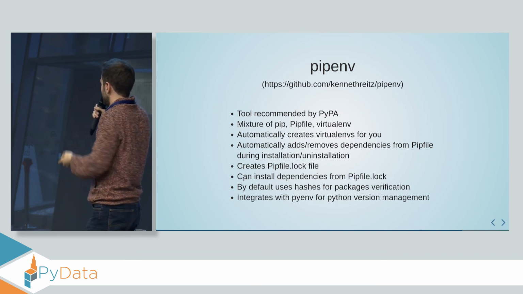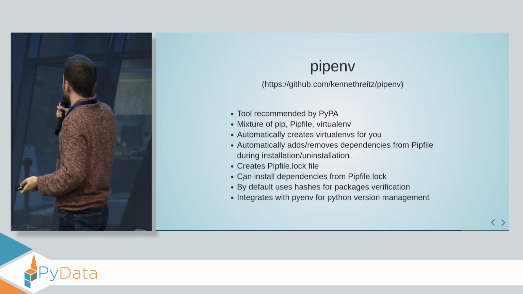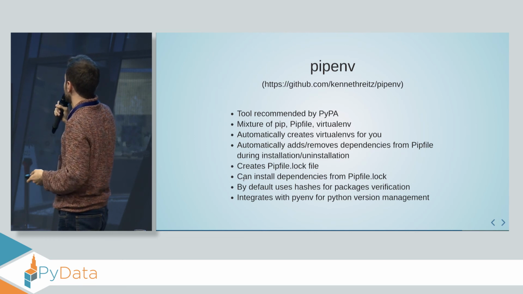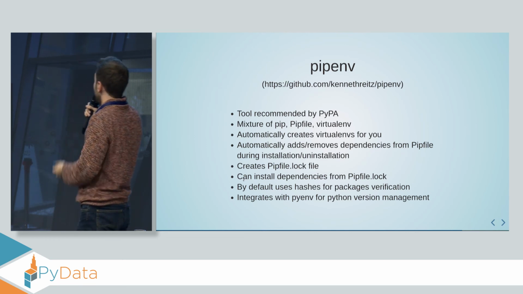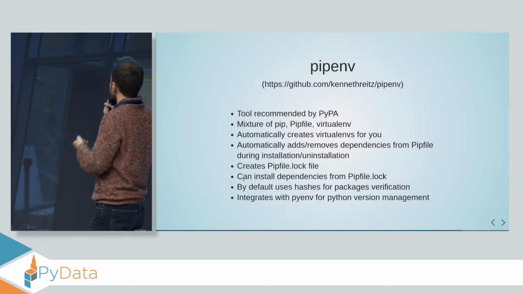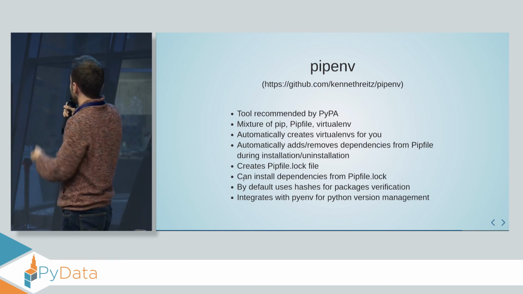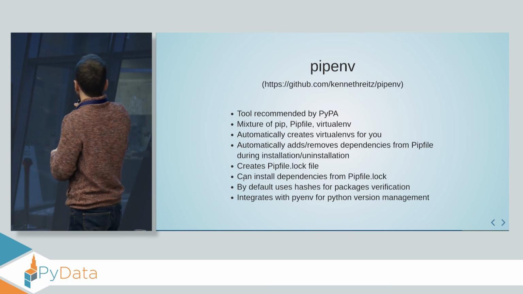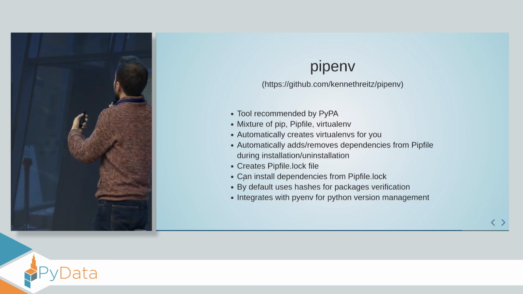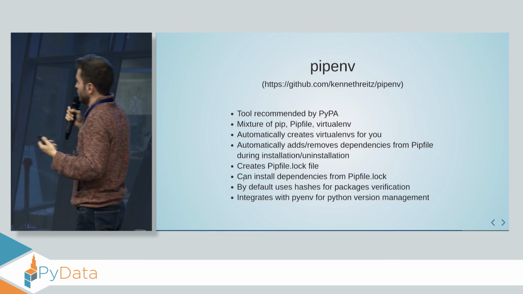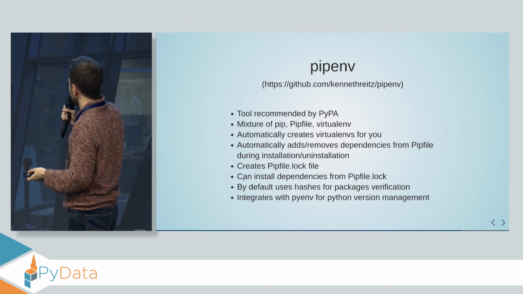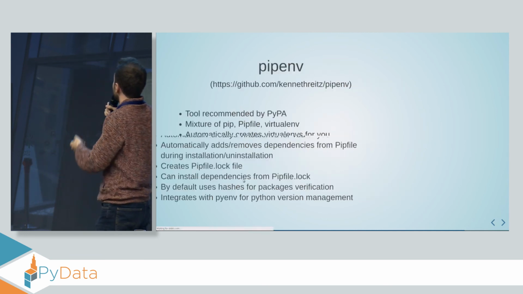The Pipfile.lock, I also didn't mention, is not supposed to be edited by a human, similar to the requirements.txt from the previous example. And by default it uses hashes for package verification. And to manage Python versions, it recently added integration with pyenv, so you can have everything. By using pipenv and pyenv, you have management of versions, management of your dependencies, and virtual environments.